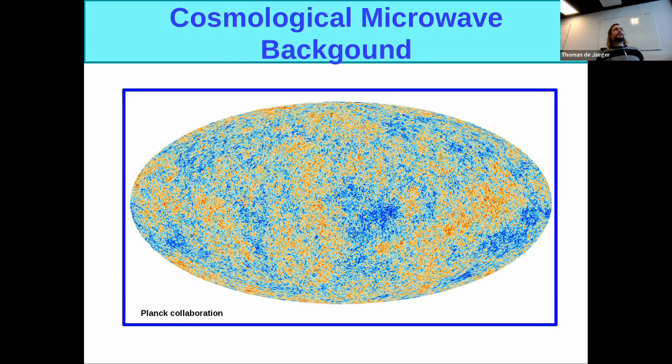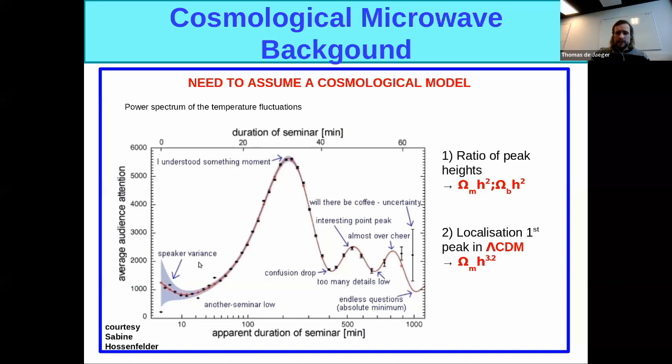Then you have a second way to measure the Hubble constant, from the CMB, the cosmic microwave background. So the first radiation after the Big Bang. Here you can see an image from Planck. You can see some tiny differences in temperature in the CMB. And if you take the power spectrum of the temperature fluctuation, you obtain a plot like this.